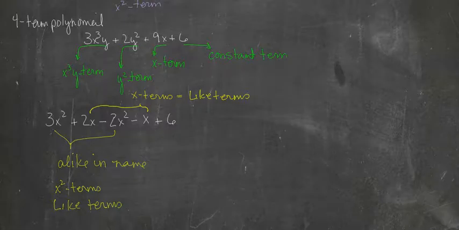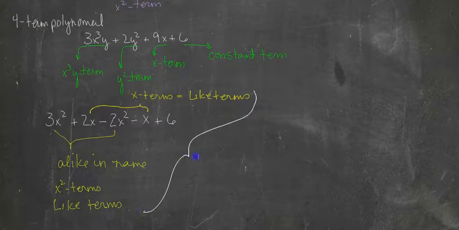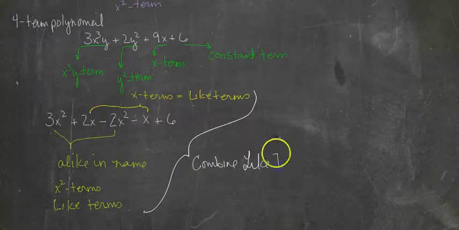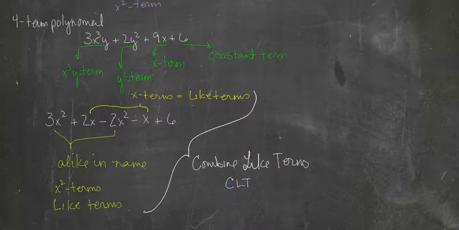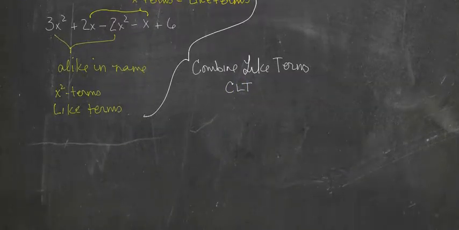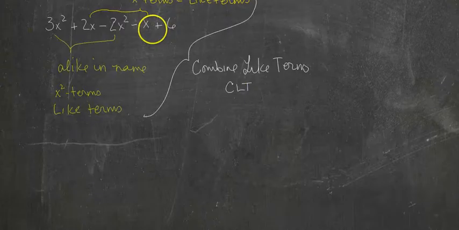In order to determine the kind of polynomial it is, we have to combine our like terms. So that's a process called combine like terms, or CLT, because nobody wants to write combine like terms 95 times. So let's go ahead and combine like terms in this polynomial.